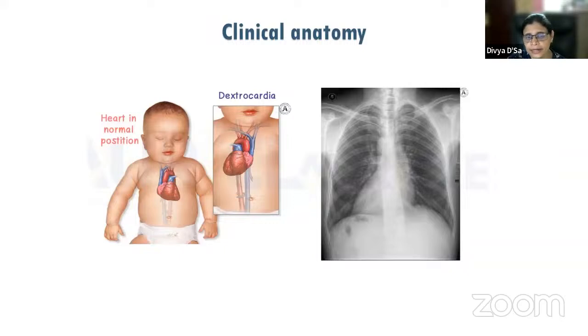Okay, so clinical anatomy: the heart can be dextro, that is dextrocardia we say. Usually we see it towards the left side, but here you are seeing it towards the right side. It is usually a part of a condition known as situs inversus, where the organs are mal-rotated, in the sense that the right side will be on the left and the left side on the right. So basically it is like a mirror image. Okay, so these are the things.